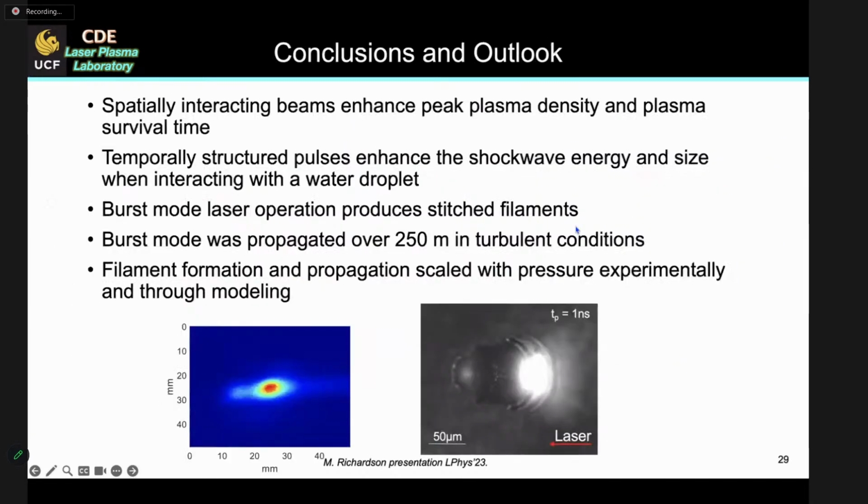So in summary, we've looked at spatially interacting beams, particularly with temporally structured pulses. We've looked at burst mode produced in stitch filaments, and our latest experiments over 250 meters out on the laser range. We're now tooling up to do 1 kilometer range experiments before the end of the year.